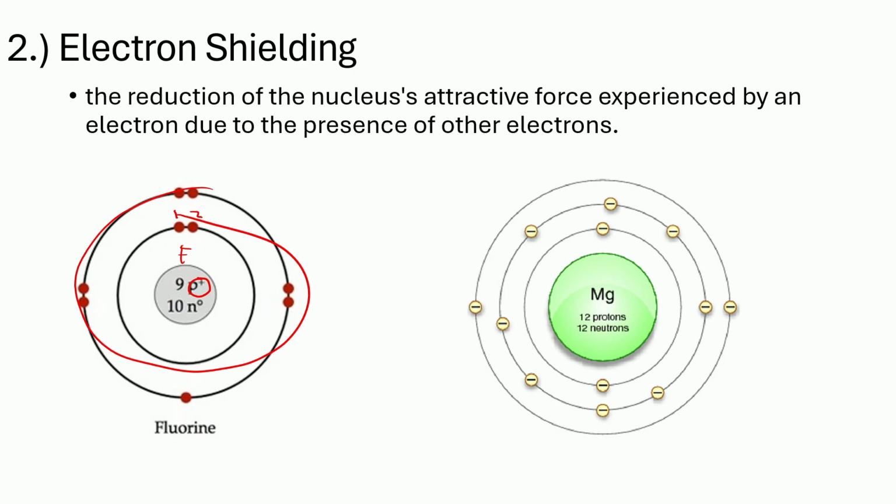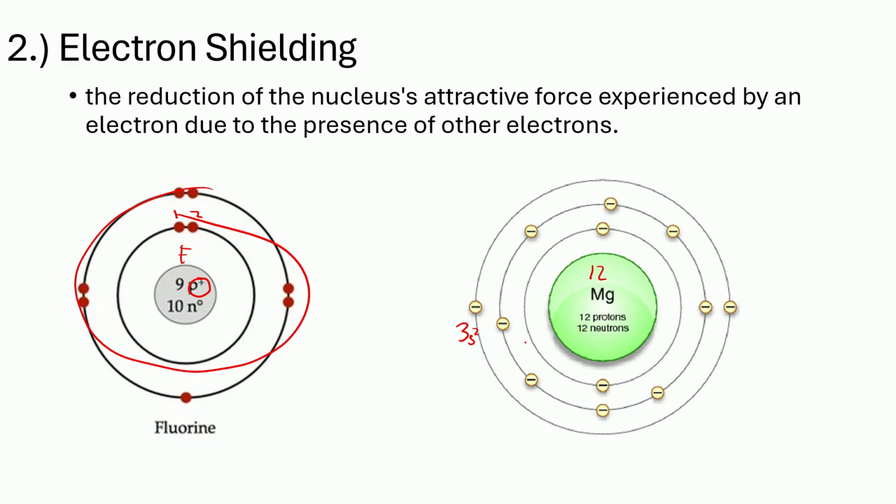In comparison, let's have here our magnesium. Our magnesium has an atomic number of 12, thus we have 12 protons and 12 electrons in a neutral atom. But in comparison, our outermost electrons, the valence electrons, are located on the third energy level. So this is our 3s2.